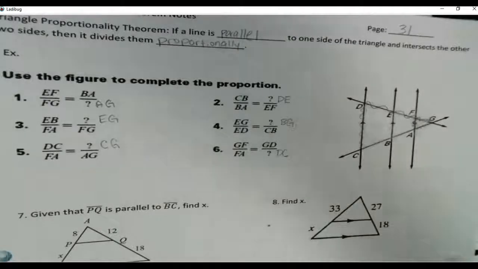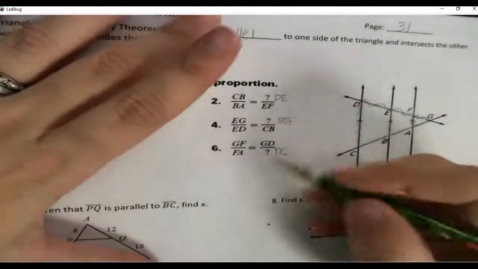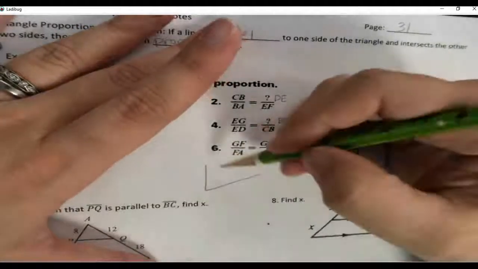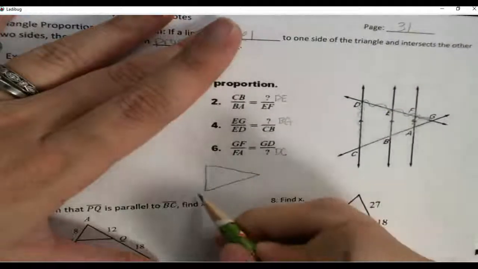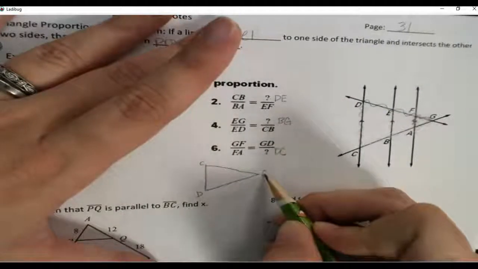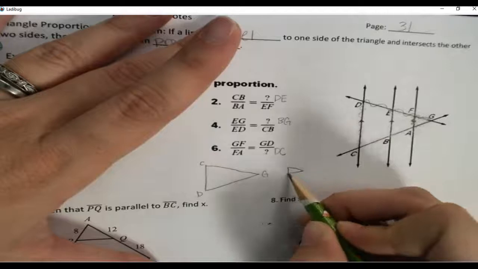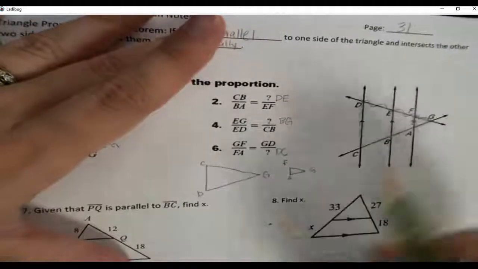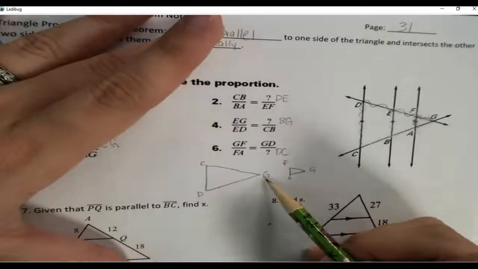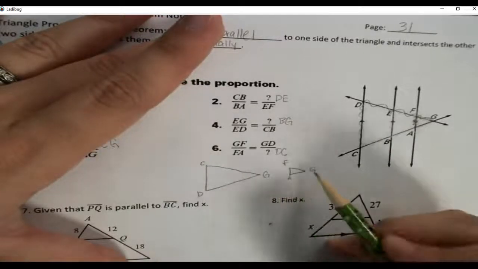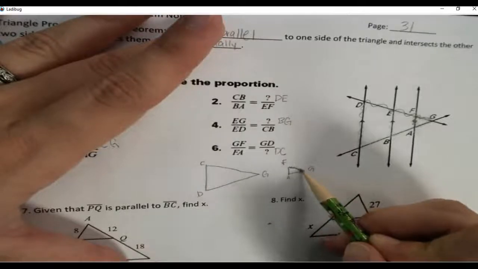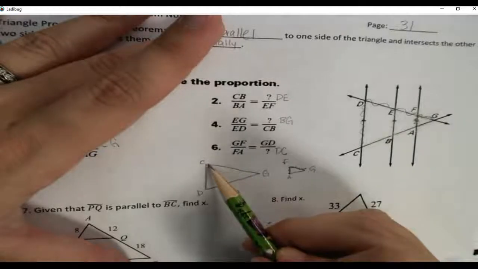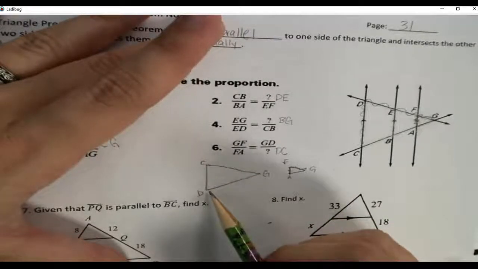Yeah, you're just matching. So if we pulled these apart, let's look at this last one. Let's say this is our big triangle, D, C, G, and then we have the little triangle, F, G, A. So now we've got GF, which is this guy, over FA, which is this one. Then we have GD.